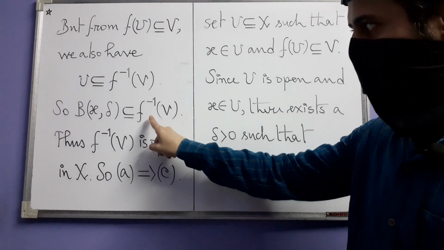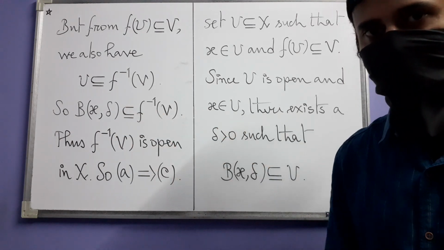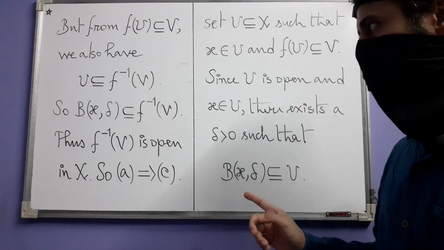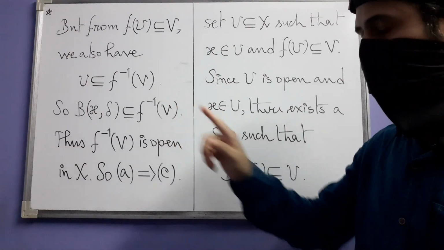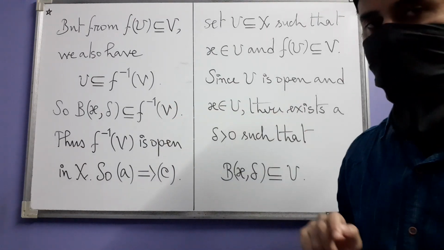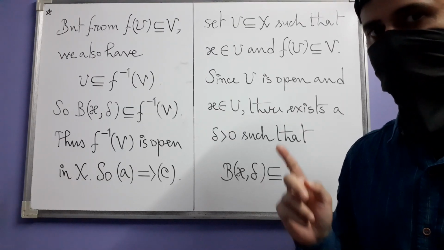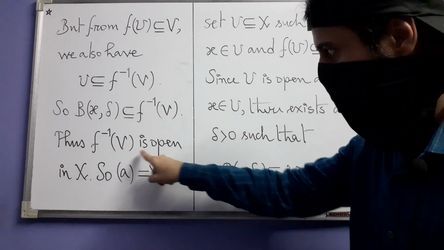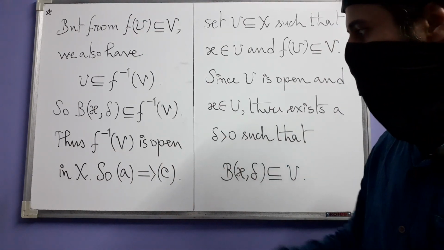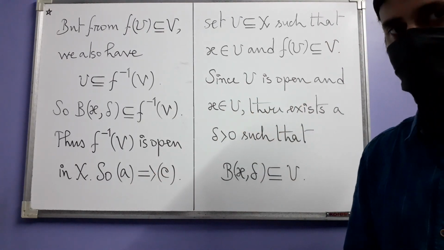What this actually shows is that x is an interior point of f inverse of V. That is one line. The other line mentions that x was any point chosen in f inverse of V. So that means every point is an interior point. So that's why, by a previous result, f inverse of V is open in X. This is what you wanted to show. So you have ended up showing that statement A implies statement C.